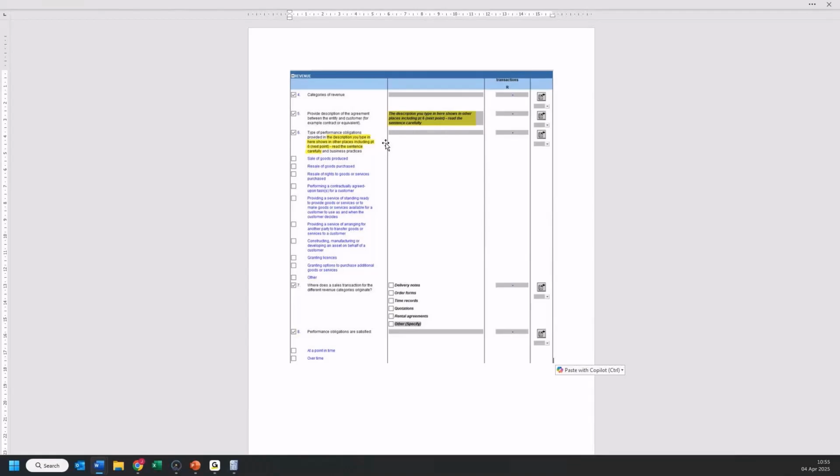So if I leave that whole part that I've documented there and I go look at point 6, it says type of performance obligations provided in the term, the contract, the whatnots, and business practices. But now I've documented a whole long sentence. So now it's going to read type of performance obligations provided in the description you type in here shows in other places, including point 6, the next point. Read the sentence carefully and business practices. Okay, can you see that looks silly?